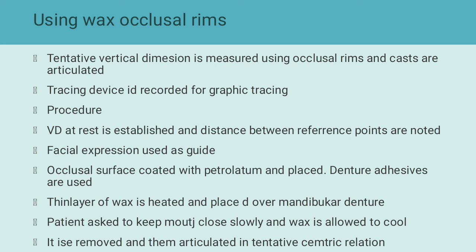Then the third step is the occlusal surface is coated with Vaseline or petrolatum jelly and placed. Denture adhesives are also used. Then a thin layer of wax is heated and placed over the mandibular denture. Then the patient has to close the mouth slowly, and the wax is allowed to cool. It is then removed and articulated in the same way as the tentative centric relation.